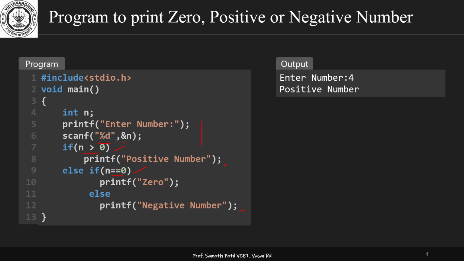When we run this program and suppose I enter 4, it will display positive number. If I run it again a second time and enter -5, it will display negative number.